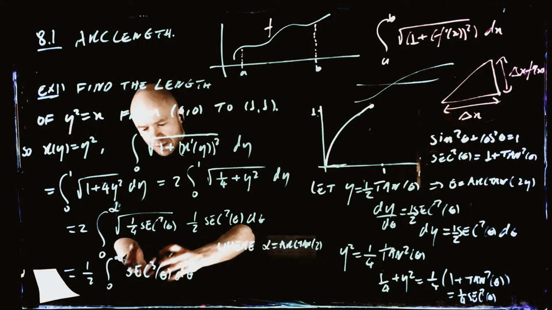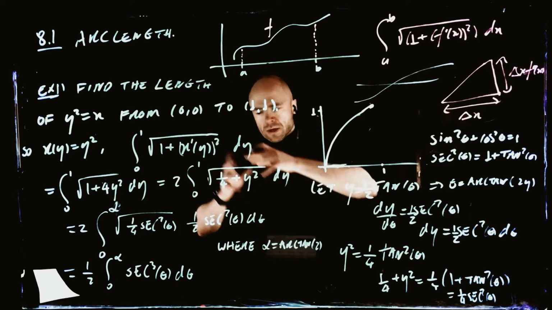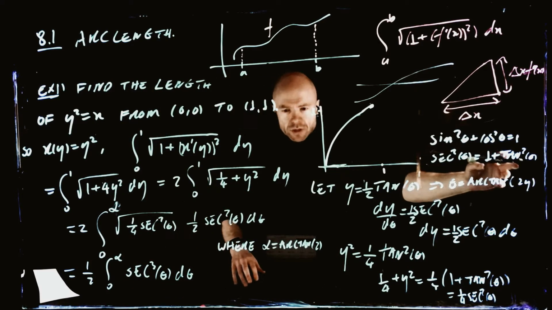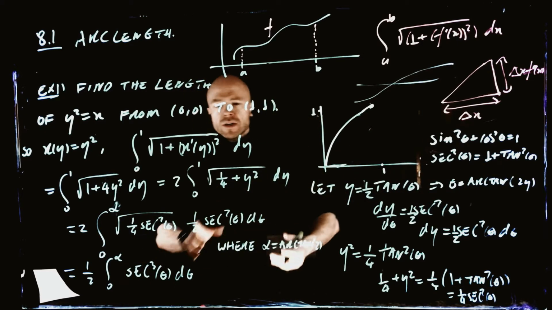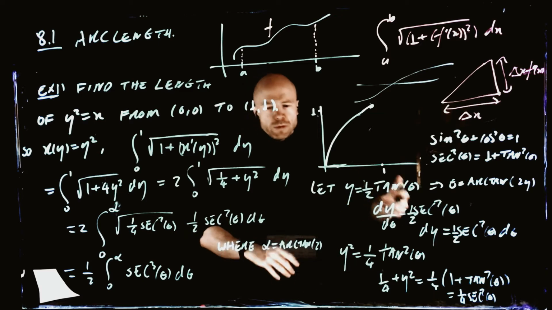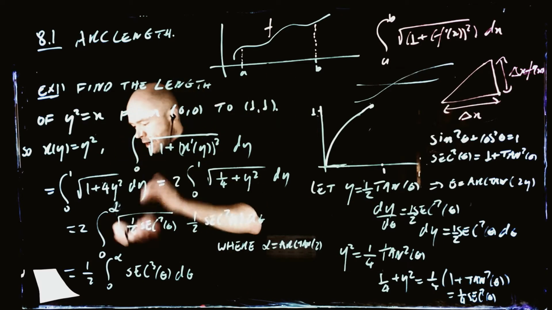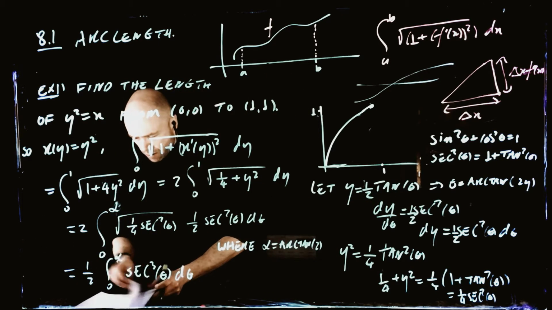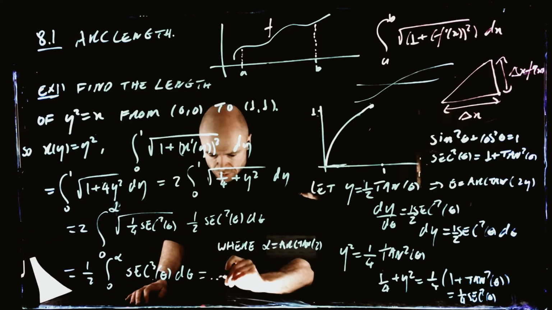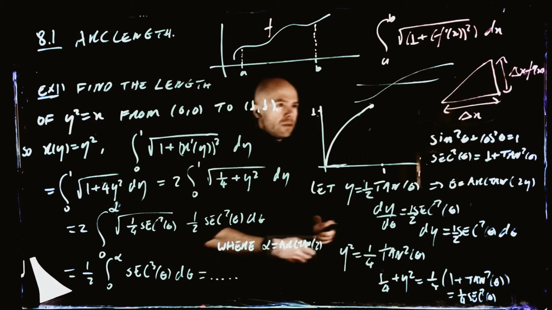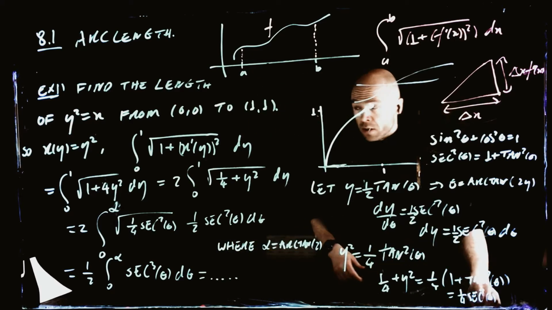Which we have to break up this sec squared into 1 plus tan squared using this, and then we can integrate one of these by substitution. The other one is a standard integral, the antiderivative of sec. And yeah, this I am not going to complete. So then it's just doing that kind of stuff.